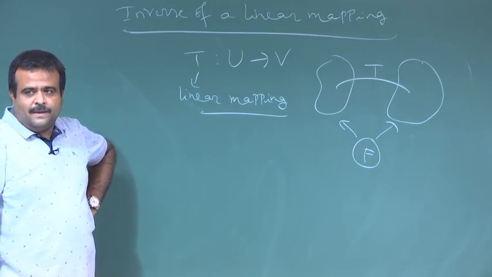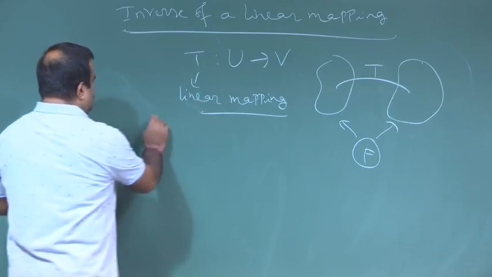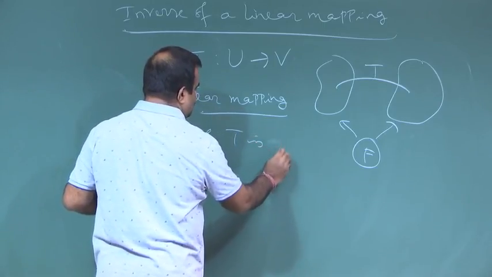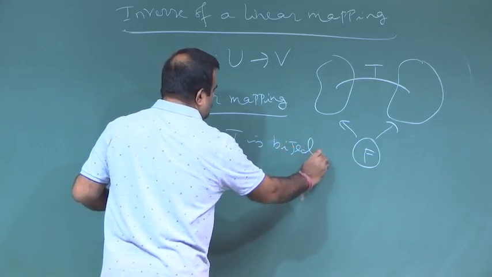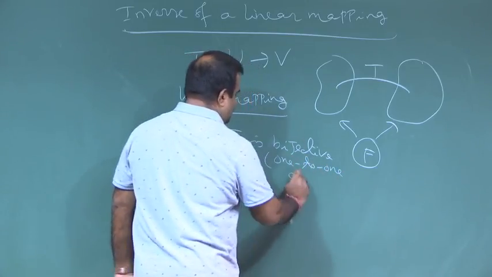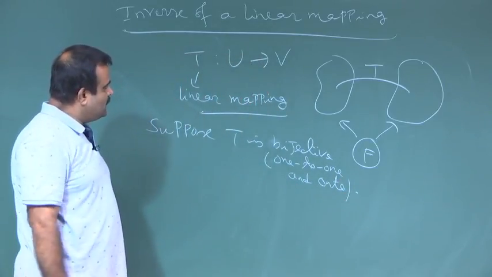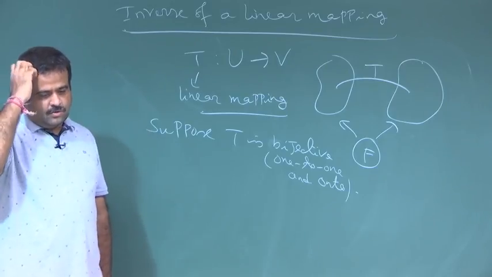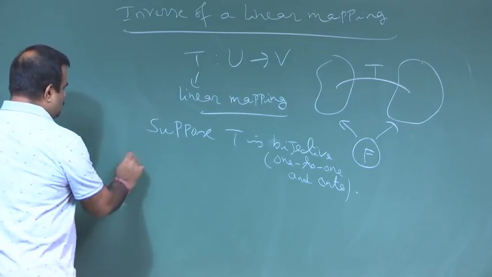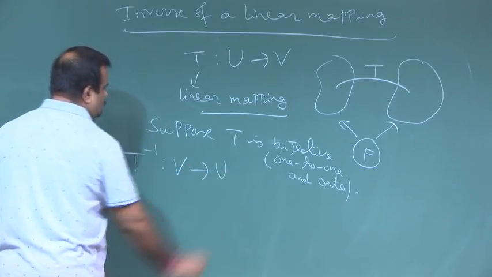Now we know a mapping has an inverse if the transformation is 1 to 1 and onto. So, suppose this T is bijective, basically a bijective mapping. That means it is 1 to 1 and onto. If it is 1 to 1 and onto, then we can have an inverse. So, how do we define the inverse? The inverse is also a mapping. So, this T inverse is a mapping from V to U.